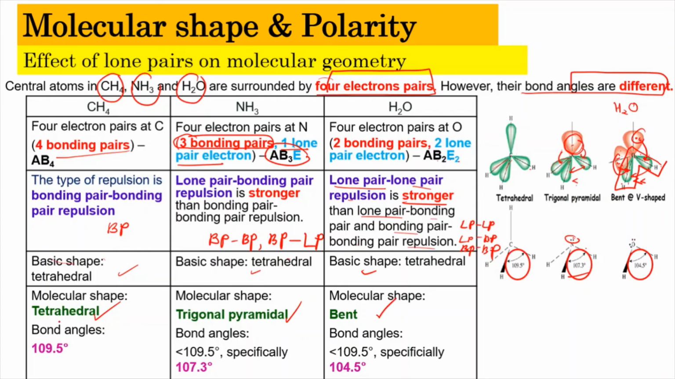And when they have all bonding pairs, the angle is going to be 109.5. When they have 1 lone pair, it's going to be 107.3. When they have 2 lone pairs, it's going to be even smaller, which is 104.5. Okay, and I hope that you can see that from the basic shape, for example AB4, it can be changed into AB3E, and it can also be AB2E2, depending on the molecules that we have. And because of the presence of lone pairs, the angle is going to change as well. And of course, they're going to have a different molecular shape.